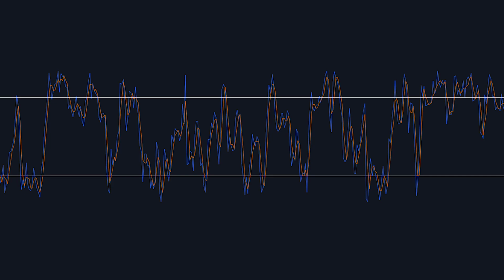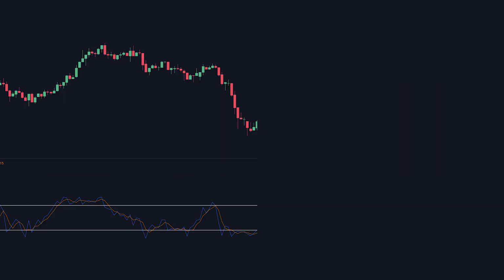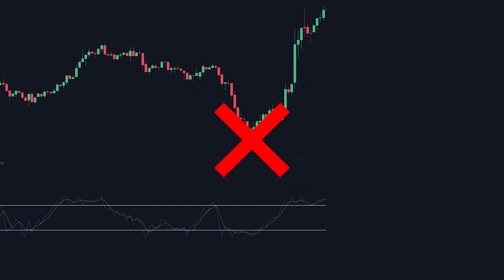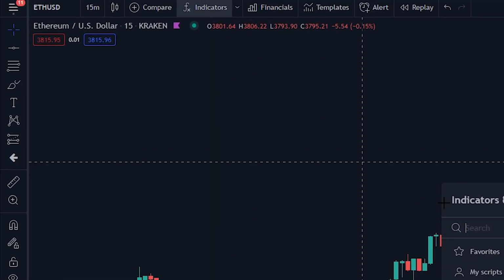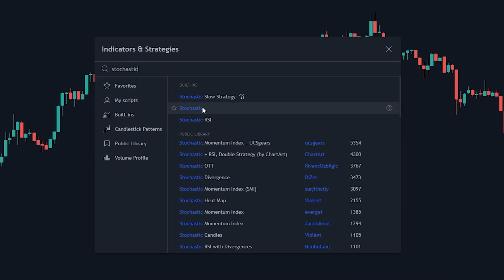To describe it simply, the stochastics indicator is a lot like RSI, as in if the lines are crossing above the top line, the market is being overbought. If the lines are crossing below the bottom line, the market is being oversold. So as an example, here the lines are crossing below the bottom line, indicating the market is oversold, and it's likely to reverse upwards. Just like most indicators though, this indicator by itself isn't very good, but combined with other indicators, like wicks, it's extremely powerful. To add this indicator, go to the Indicators tab, type in stochastics, and click this one right here.